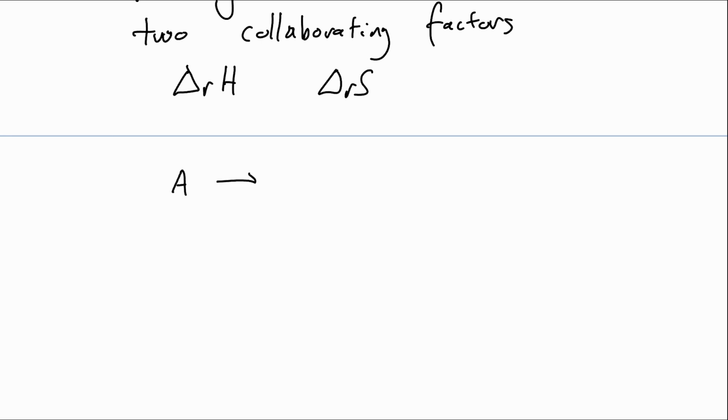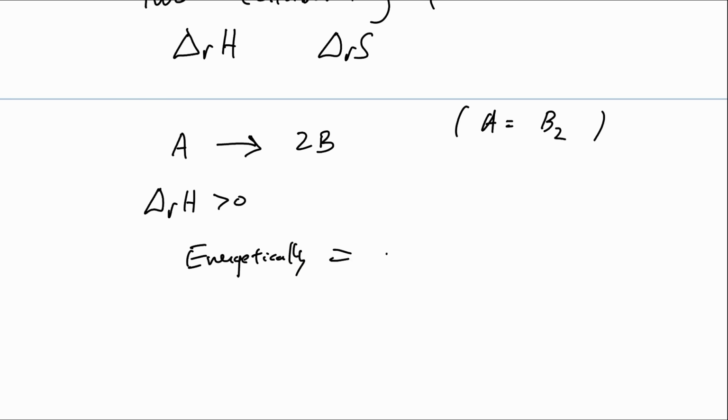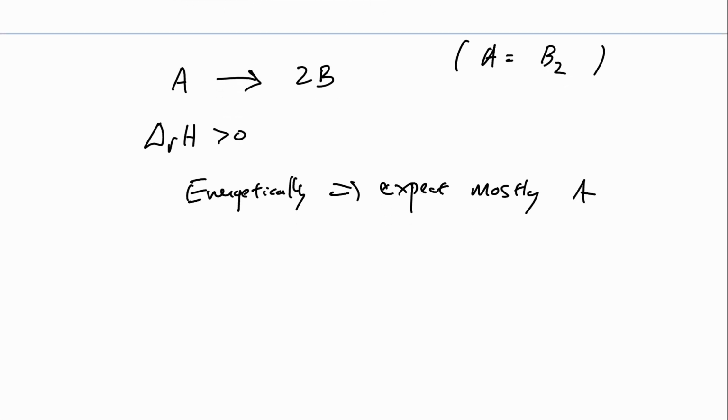Let's say it takes something like A going to 2B. So that could be like breaking a molecule into two pieces. Let's just say that's what we're doing here. And let's say delta reaction H is greater than 0 because the bond, A equals B2 or something like that, you could say. So energetically, we expect mostly A, right?